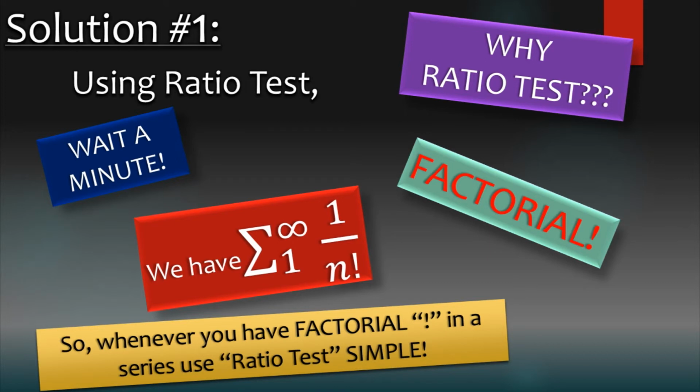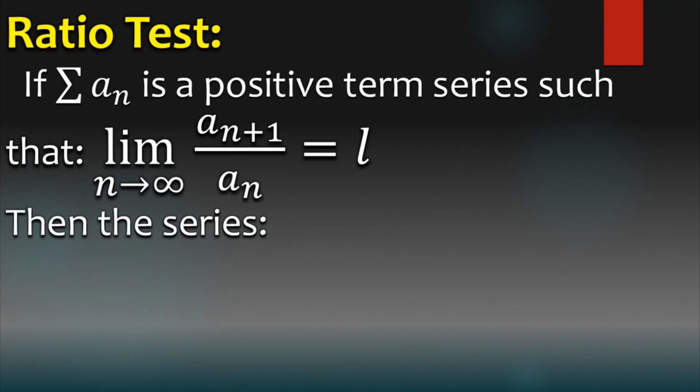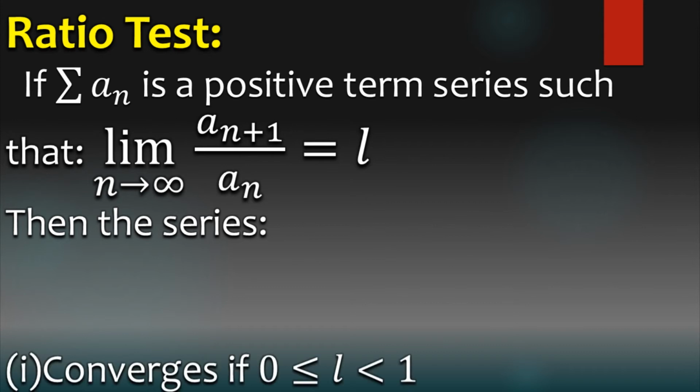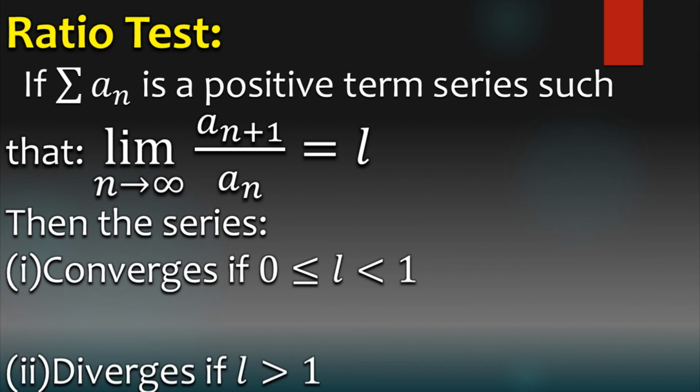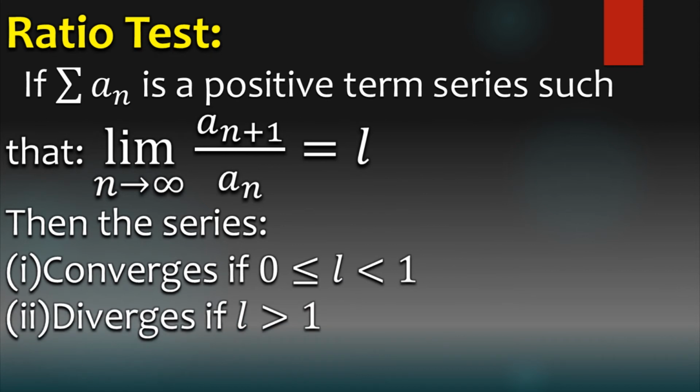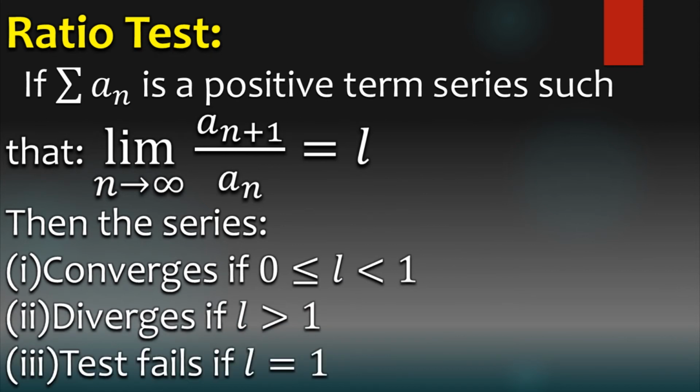So let's see what the definition of ratio test is. If an is a positive term series such that the limit as n approaches infinity of an plus 1 divided by an is equal to L, then the series converges if L is greater than or equal to 0 but less than 1. The series diverges if L is greater than 1, and the test fails if L is equal to 1.